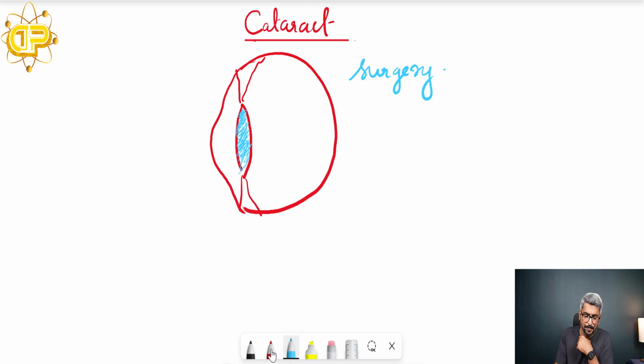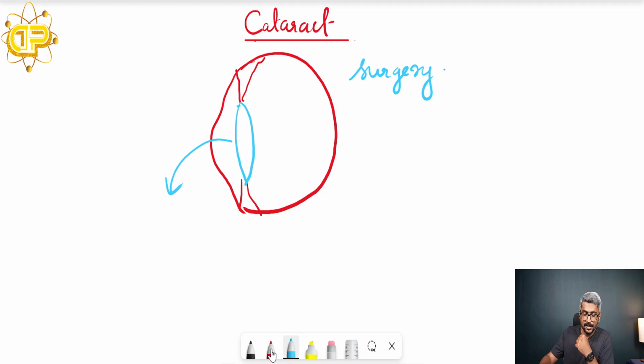What happens is you take this particular lens out and replace it with an artificial lens. After the surgery you will be able to see the objects clearly. This is how the rectification of cataract takes place.